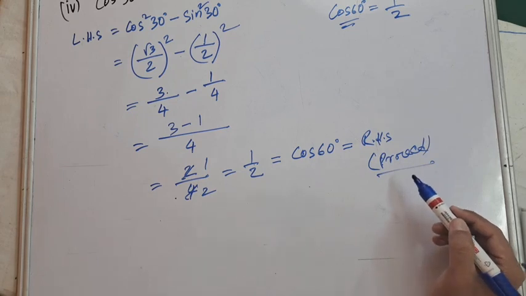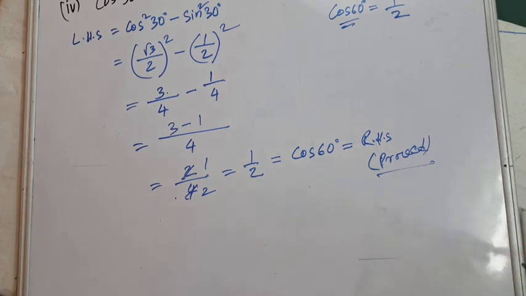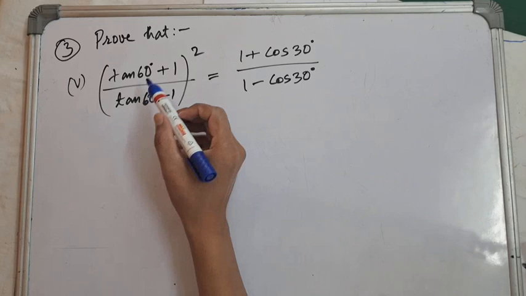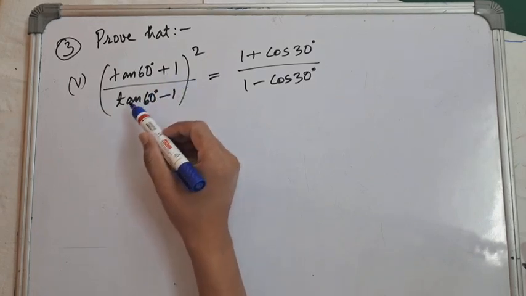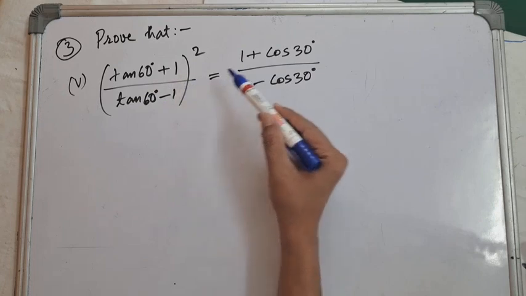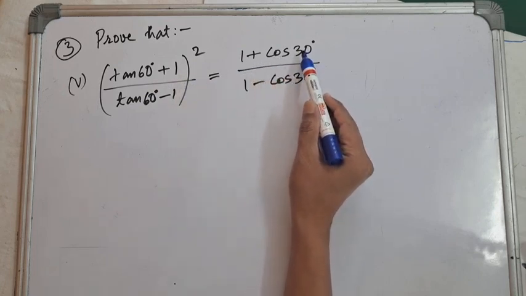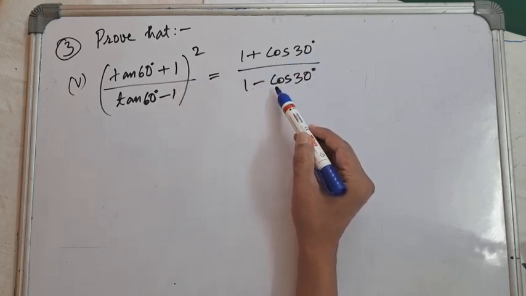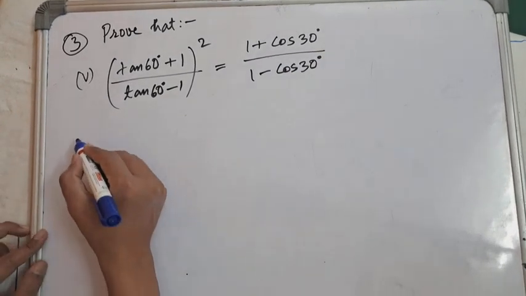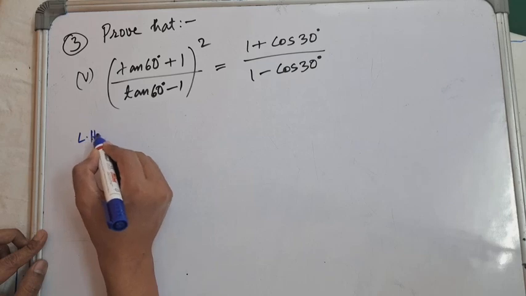So let us do question number 5, okay? Now let us do question number 5 of 3, okay? In the left hand side we have (tan 60 degree plus 1 upon tan 60 degree minus 1) whole square, and we are asked to prove this equal to (1 plus cos 30 degree) upon (1 minus cos 30 degree), okay? So first let us use the left hand side of this equation, LHS.